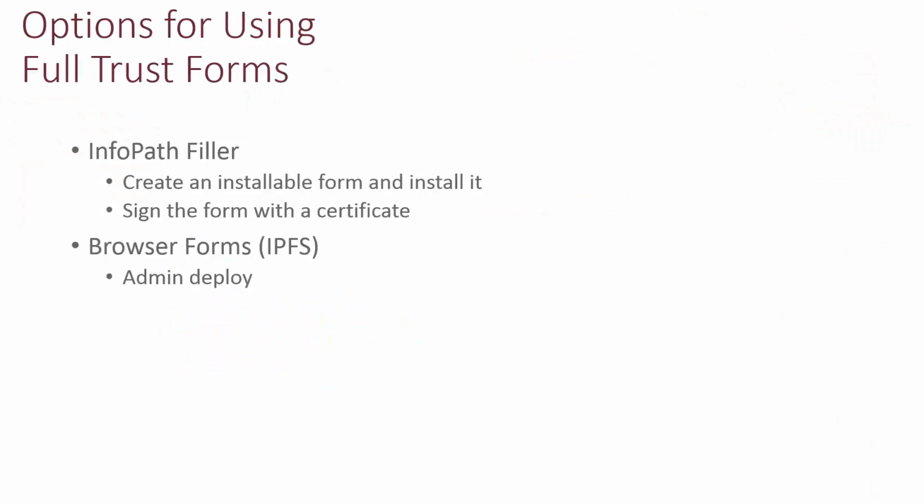Now there are a few different ways you can use full trust forms. Using full trust requires a little more setup and rigmarole than using a domain trust form, but we're going to show you ways to do that during this session that shouldn't be too tough. So the first option is to create an installable form and have your form users install the form. That's what we're going to be showing during this session.